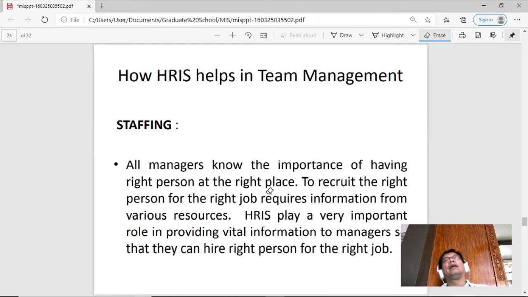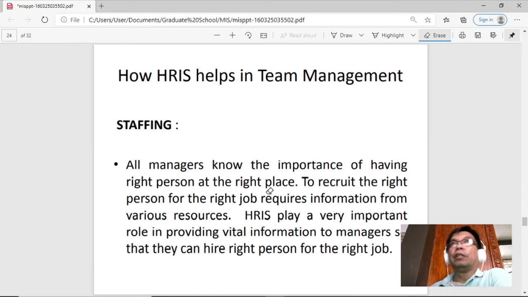How HRIS helps in team management. So now this is the team management that was mentioned a while ago. First is staffing. All managers know the importance of having the right person at the right place. That's what I mentioned also a while ago.